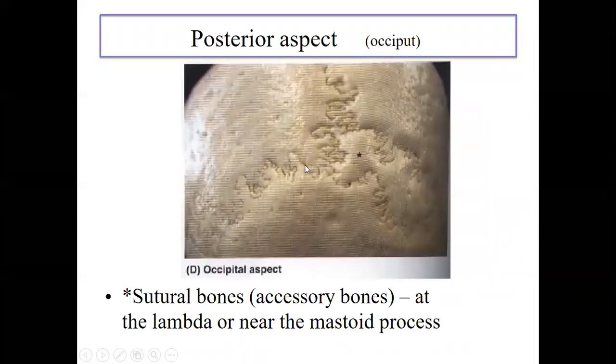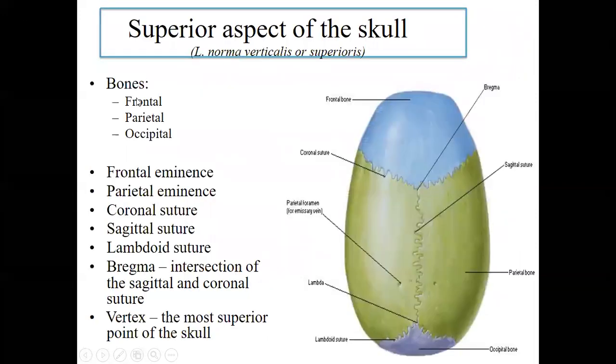The sutural bone, the accessory bone. You can see here, this is the accessory bone, and it usually happens at the lambda or near the mastoid process. So, accessory bone.